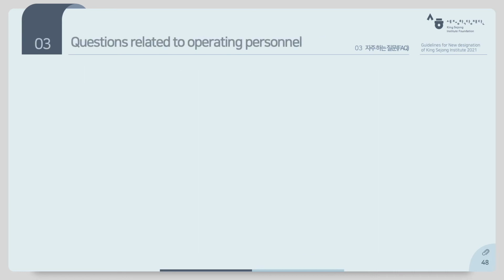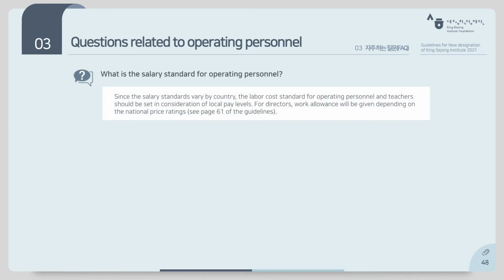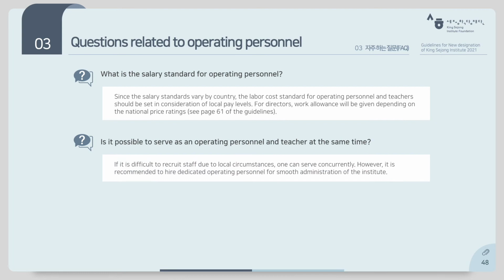Next, we have answers to questions related to operating personnel. For operating personnel and teachers, the labor costs can be set by the institution considering the local pay levels. For directors, work allowance can be set according to the national price rating on page 61 of the King Sejong Institute's operating guidelines. It is possible to hold multiple positions as operations personnel and teacher. However, it is recommended to hire dedicated operational personnel to facilitate the institute smoothly.